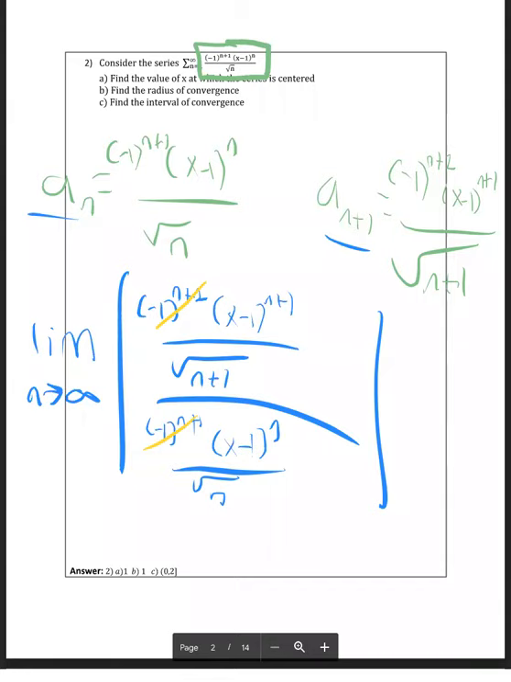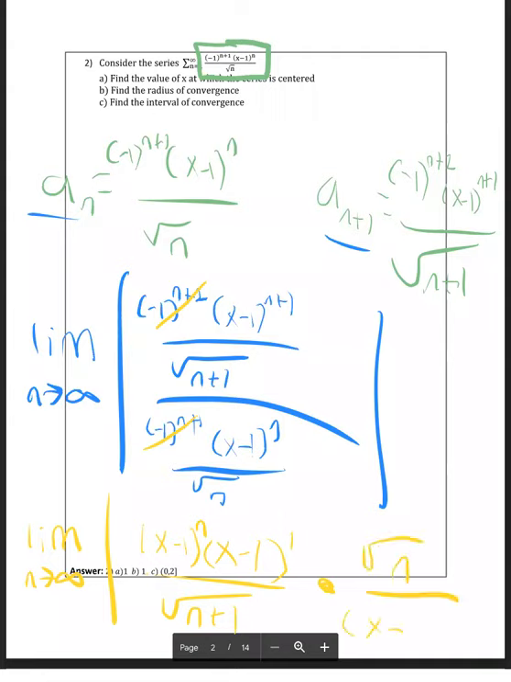So I'm not even going to worry about canceling those out because that's going to be difficult. But let's continue. Keep change flip. Yes, we're going to do keep change flip. So we have x minus 1, and I'm just going to write it like this. x minus 1 to the n times x minus 1, because that's what it is, over the square root of n plus 1 times the square root of n, keep change flip, over x minus 1 to the n.